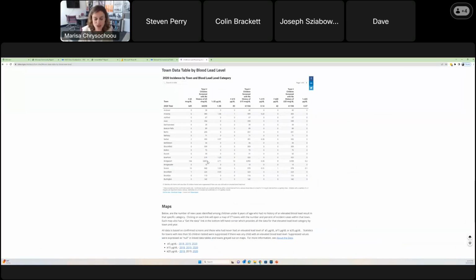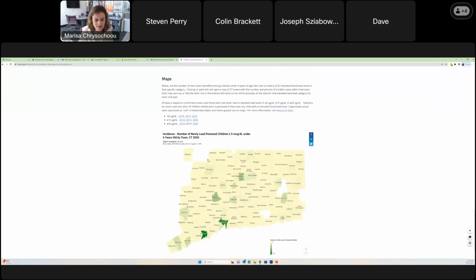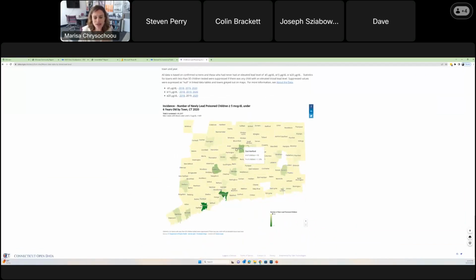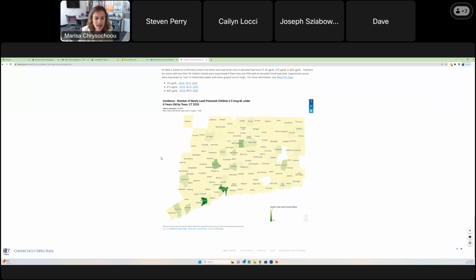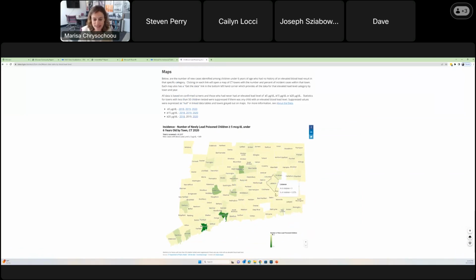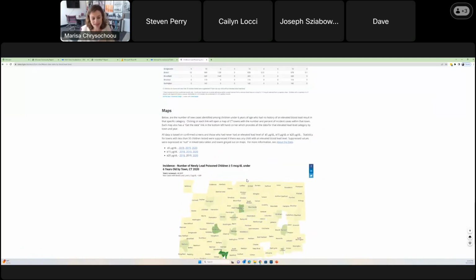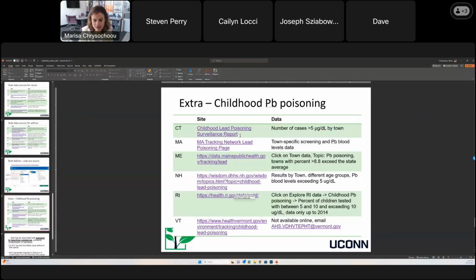There's also a map here that really highlights which of the towns have very high incidence rates. And so anything that is green here, you can use to make a case for your particular project. And similar to that, there are different portals for all the states except Vermont. Vermont does not have the data available online, but there is an email address where you can email them and ask for a report for childhood lead poisoning if you want to use that.